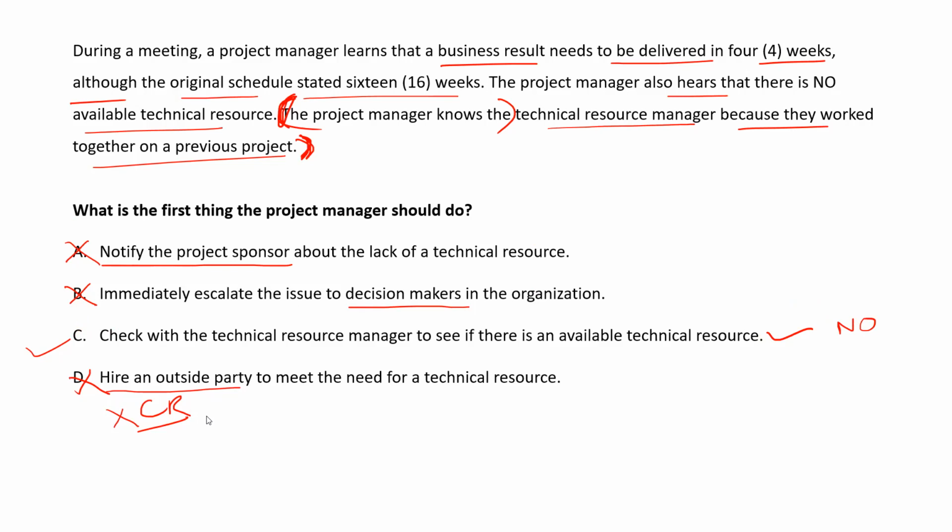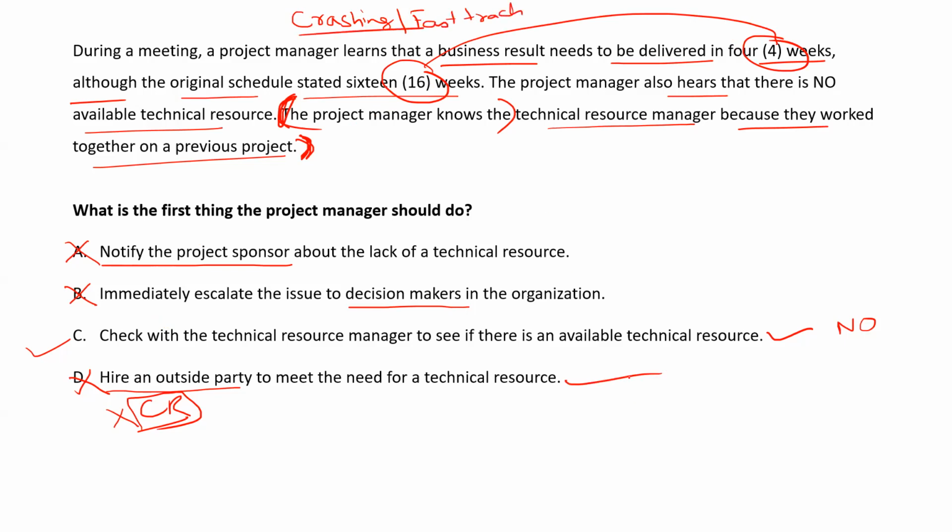No. You can hire an outside party, but it has to be done with a change request, right? Or you have to discuss with the sponsor that we cannot finish if you want this, because it's a big gap, 4 weeks and 16 weeks. You cannot do that, which means you have to go for what? Crashing or fast tracking, right? And whatever you do, crashing or fast tracking, it's not possible without a change request. In crashing, you add additional resources. In fast tracking, you take the risk by yourself. So if you know the complete roadmap, you can easily answer the questions.